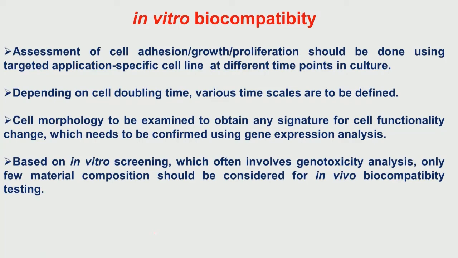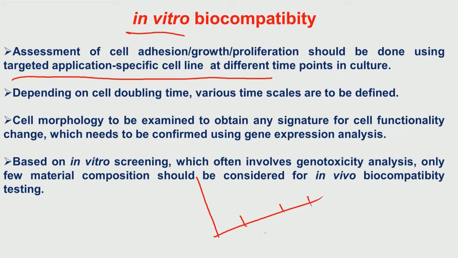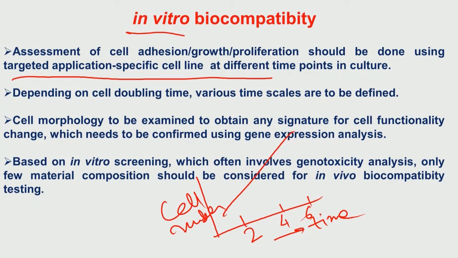Let me also summarize some of the earlier discussion in this slide, particularly in the context of in vitro cytocompatibility. This assessment of cell adhesion, growth, and proliferation should be done using a targeted, application-specific cell line at different time points in culture. For example, you may do the time in culture at 2 weeks, 4 weeks, or 6 weeks, which is the typical time in culture, and then you see how the cell number is increasing. If it is increasing in a linear manner, then that means cells are able to grow, multiply, or divide while being attached to the biomaterial substrate.